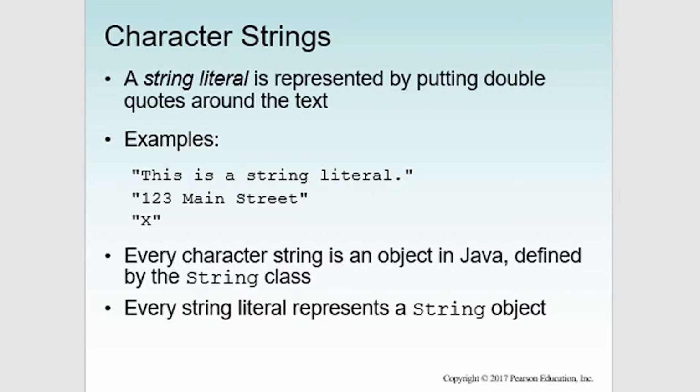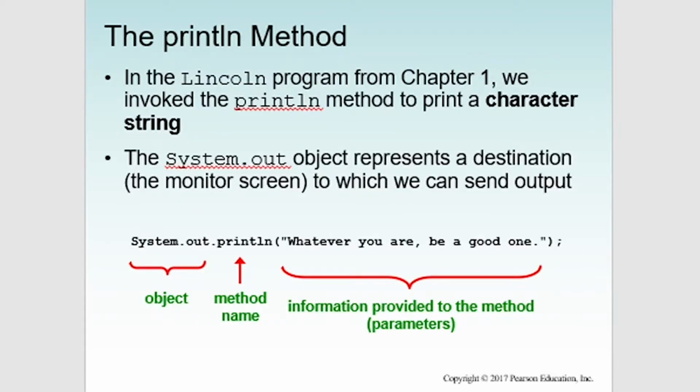To give you some examples here, every character string is what Java considers to be an object defined by the String class. So every string literal represents a String object. We'll talk about objects and we'll talk about primitive data, but just keep in mind that a string is an object. So the way the println method works, it's actually a method on this object right here, System.out. System.out represents the output console.